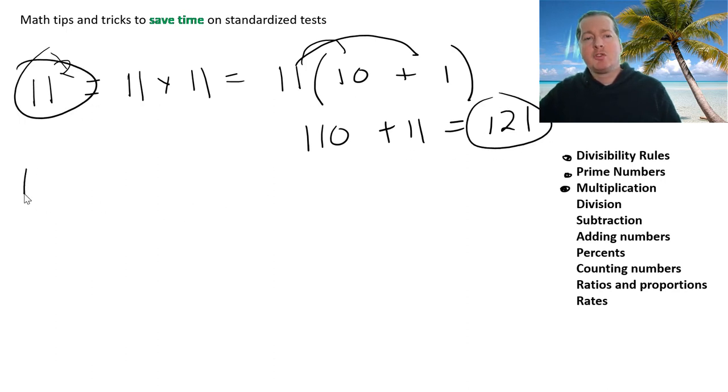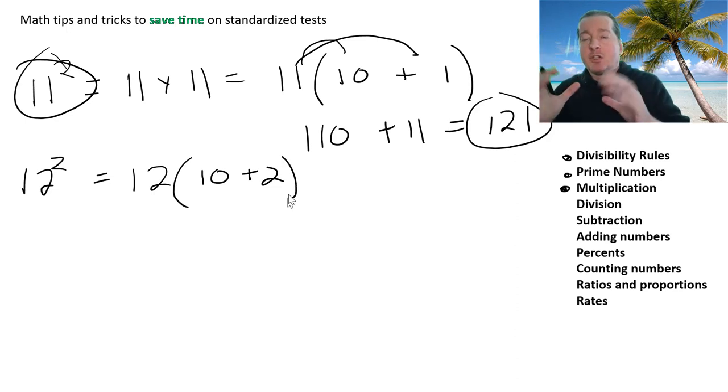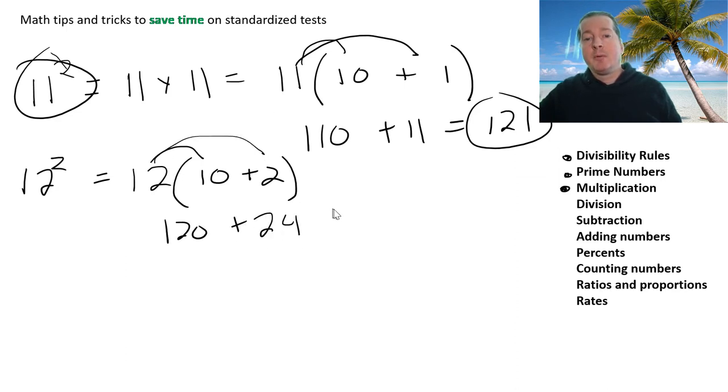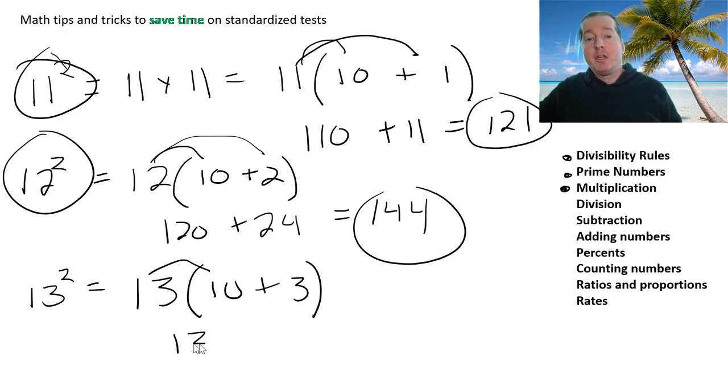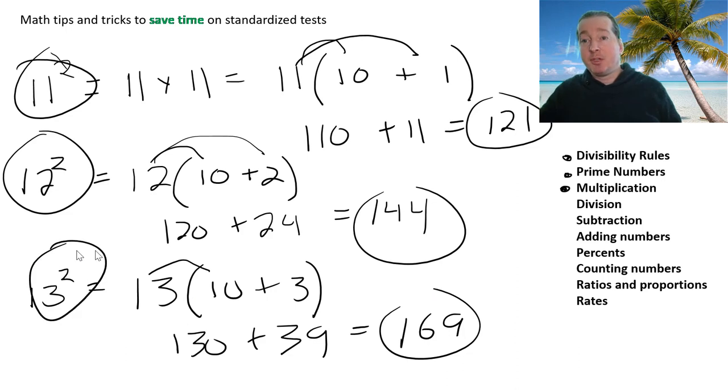Let's do some more. How about 12 squared? It's the same as 12 times the quantity 10 plus 2. If you have numbers inside parentheses, you call it the quantity. So 12 times 10, 120, plus 12 times 2 is 24. Those add up to 144. So 12 squared is 144. How about 13 squared? We have 13 times the quantity 10 plus 3. 13 times 10 is 130, plus 13 times 3 is 39. So you have 169. 13 squared, 169, really good to memorize.